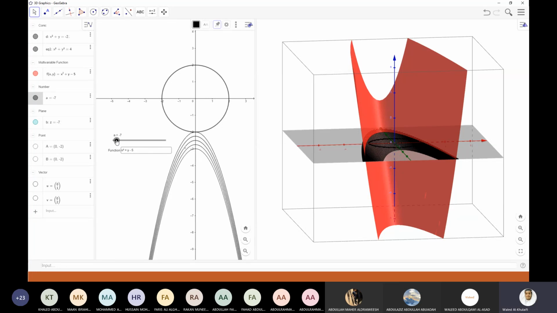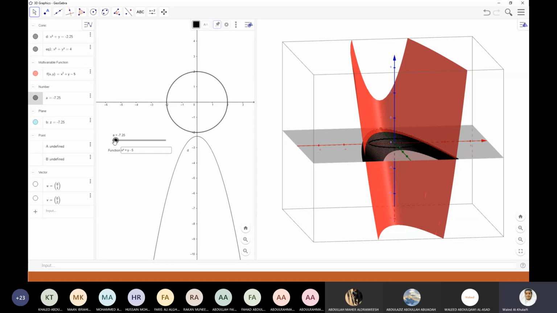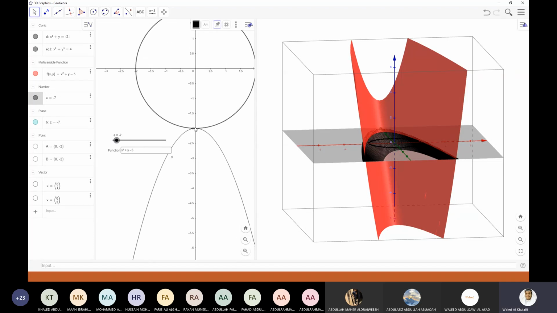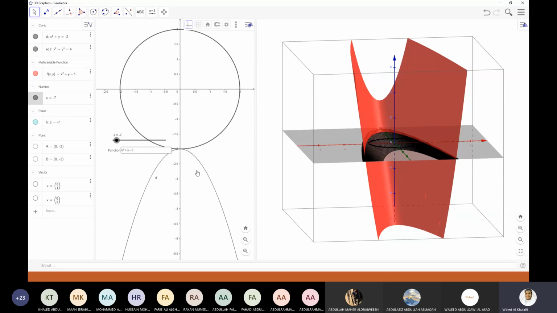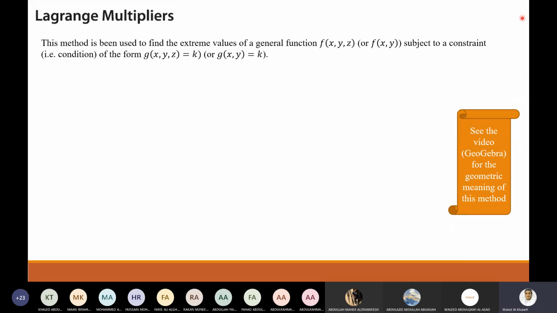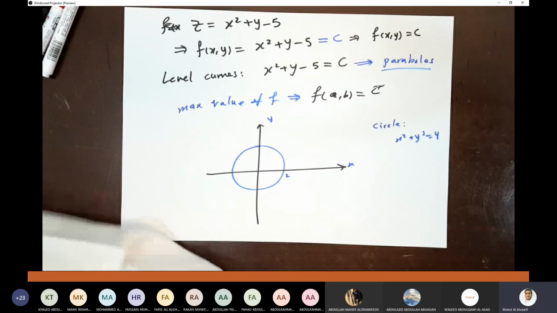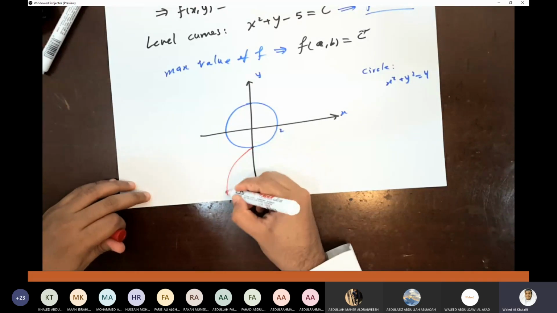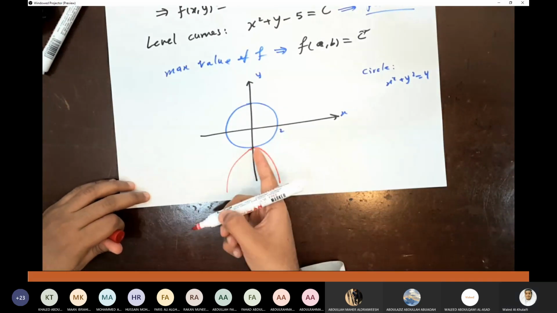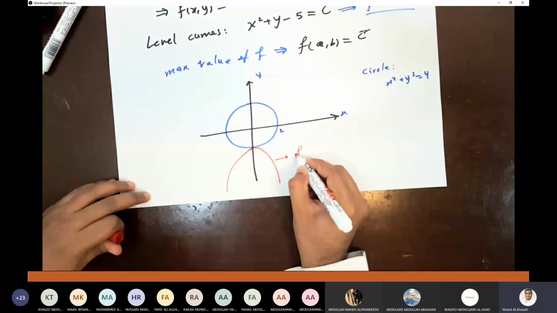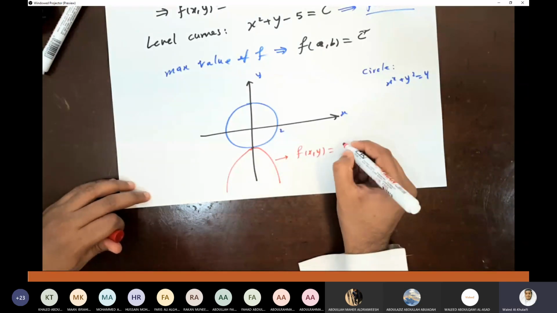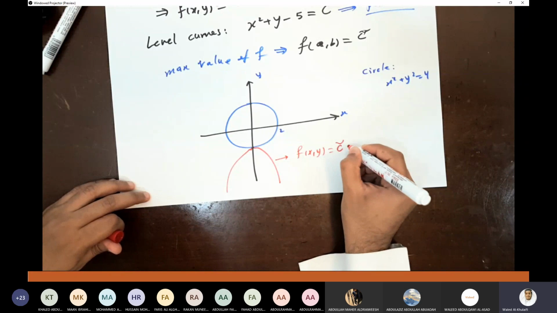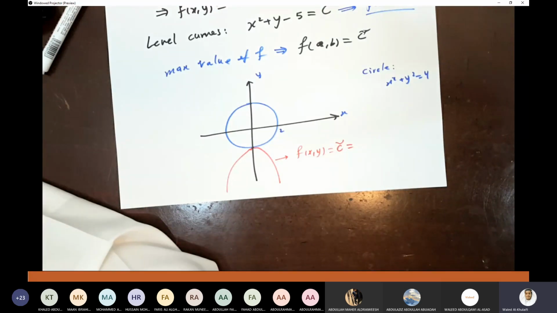And when I increase the Z a little bit, I touch, okay? I barely touch the circle here. If I go back here, if you remember, there is one level surface, or level curve, sorry, that barely touches this one. The f(x,y) equals some c, c tilde, and the c we actually found it to be.